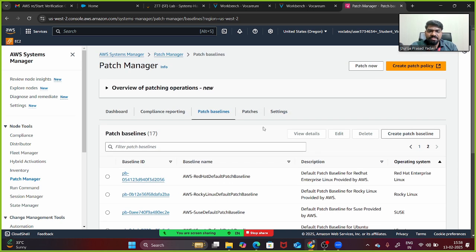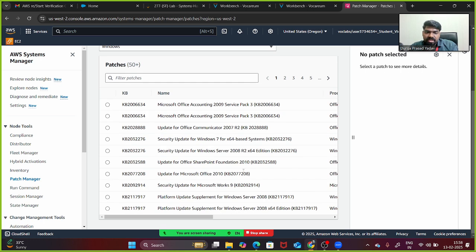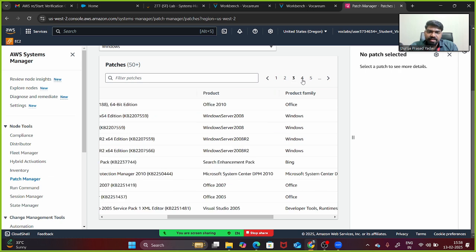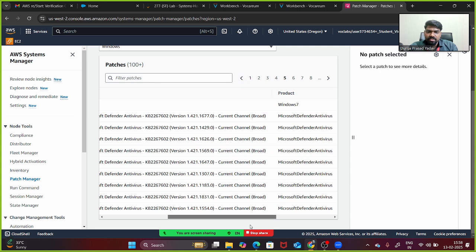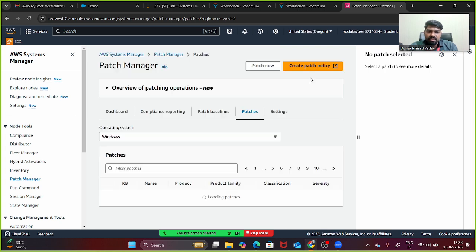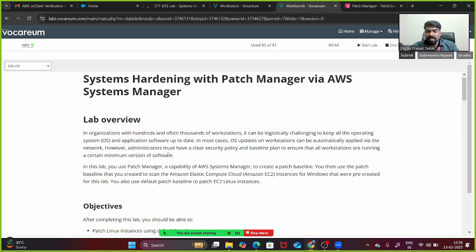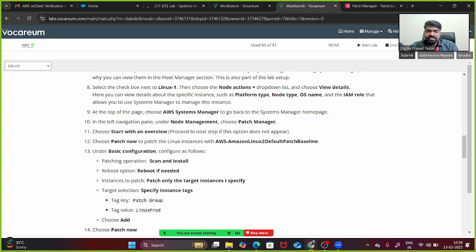If you need to apply this, and if you go to the patches here, there will be so many patches based on different operating systems. In applications, here you will be getting so many predefined patches, right? So many patches are available. So now as per this lab, what are we going to do? Here in this lab, if you see, it is telling us to set up the AWS Amazon Linux default patch baseline.